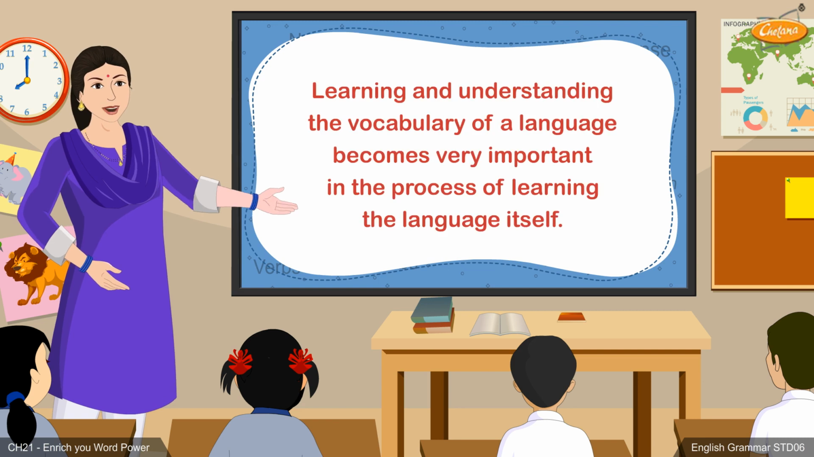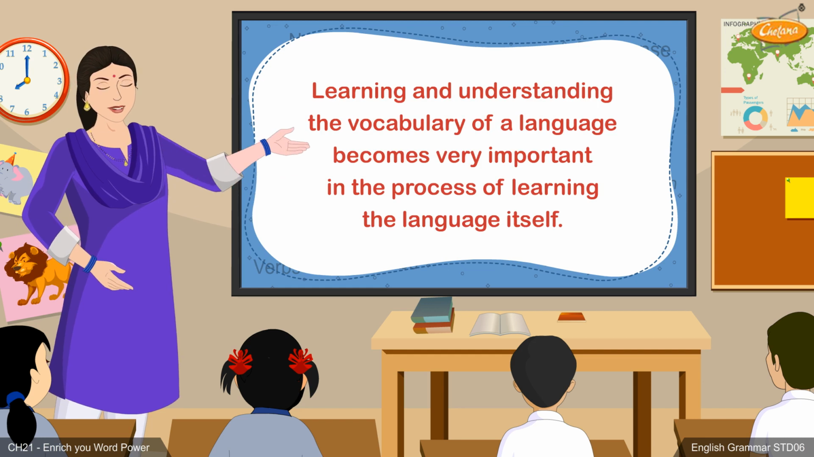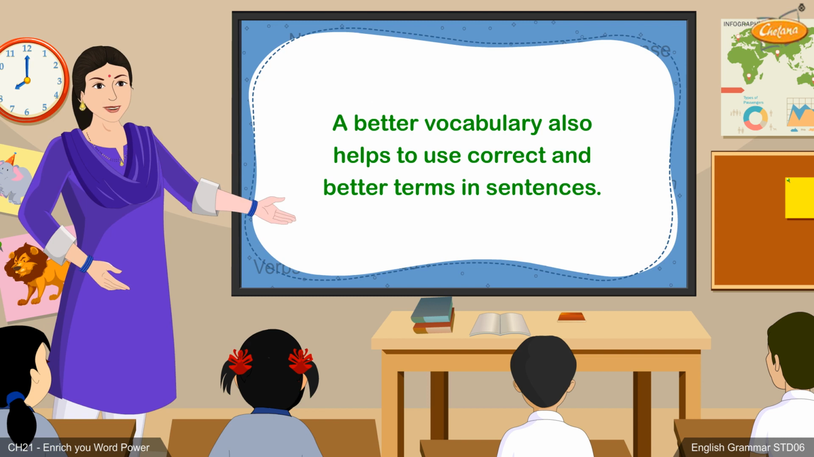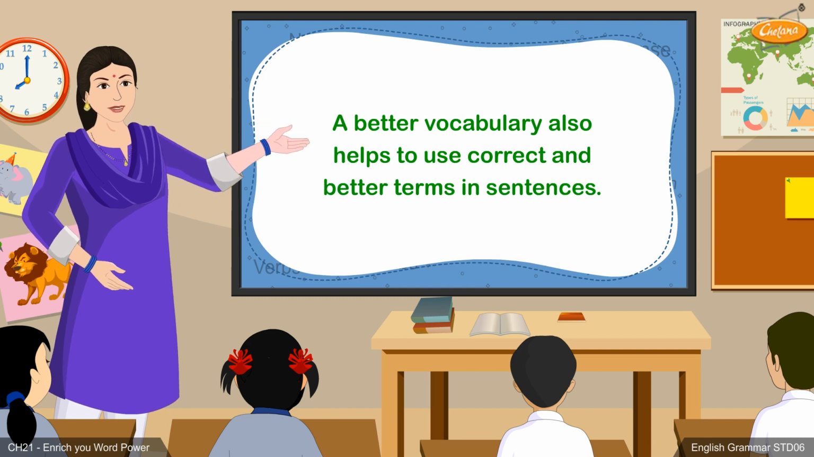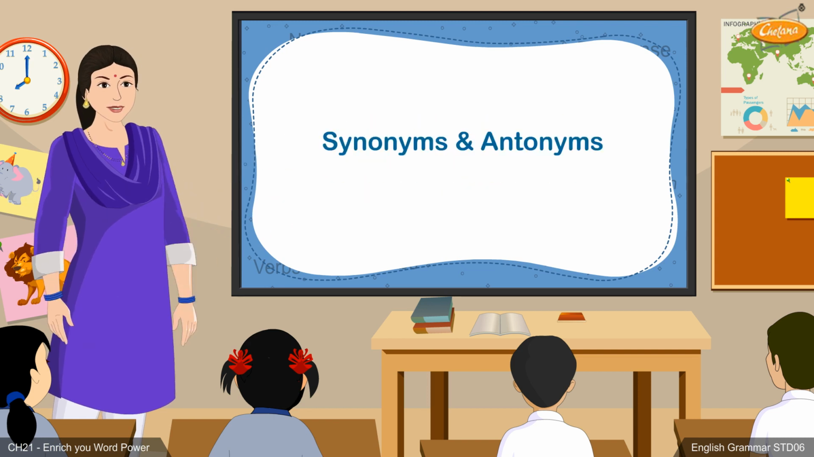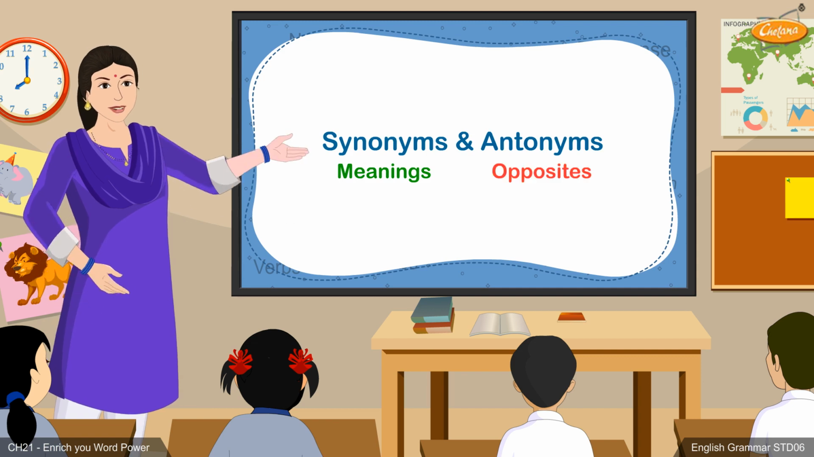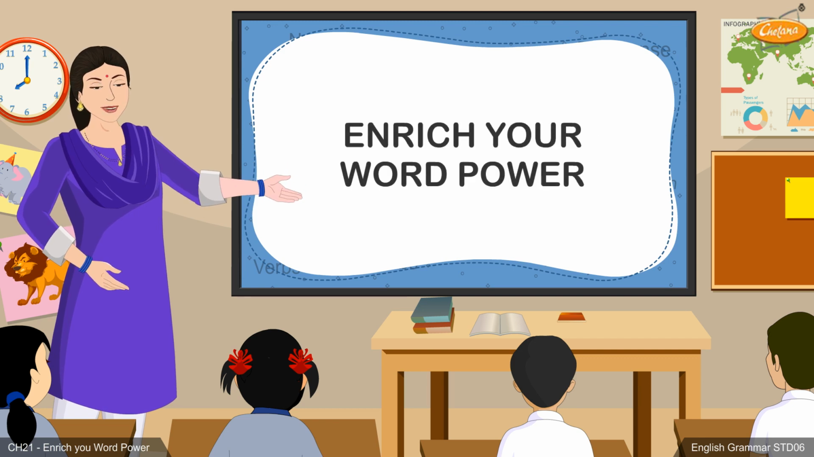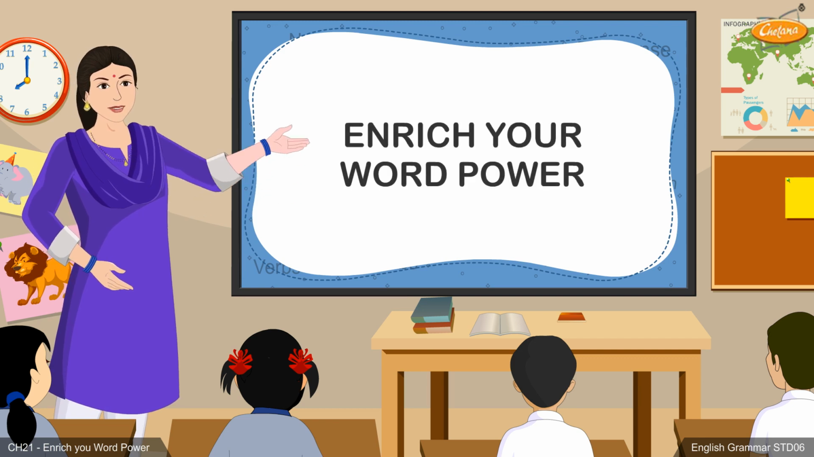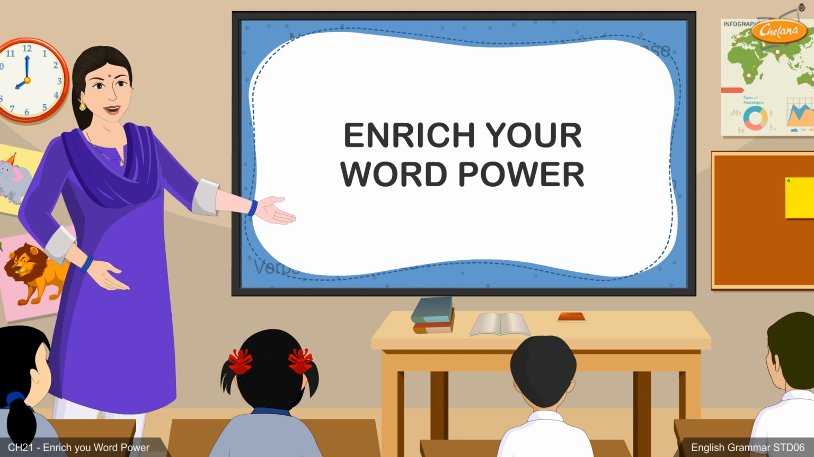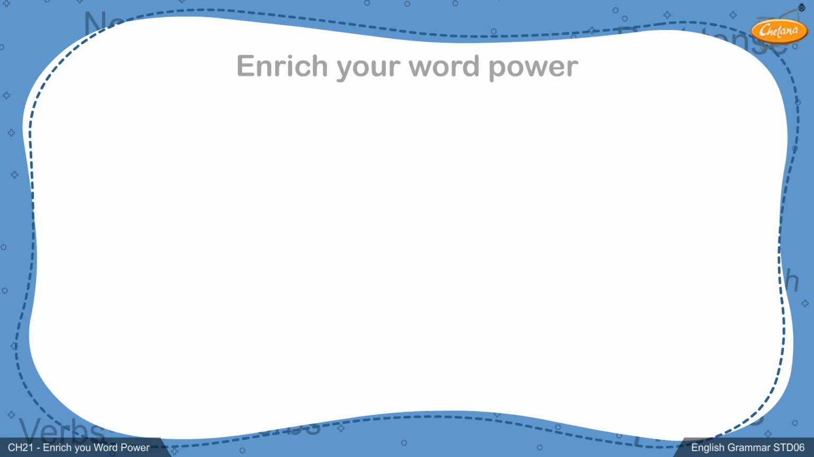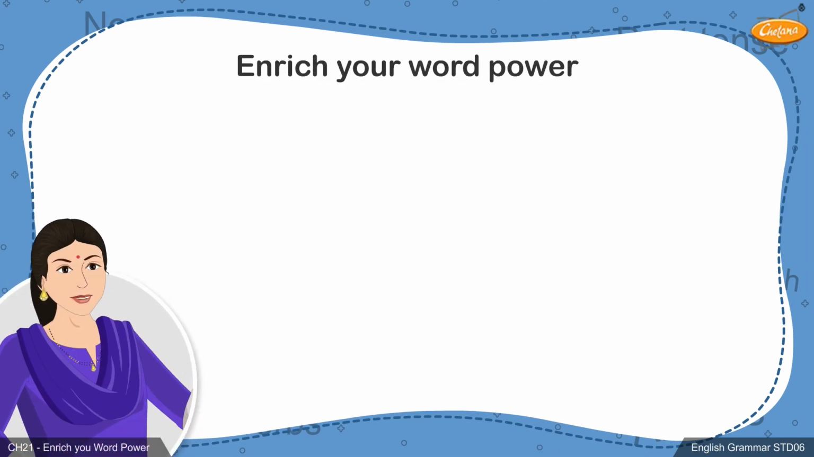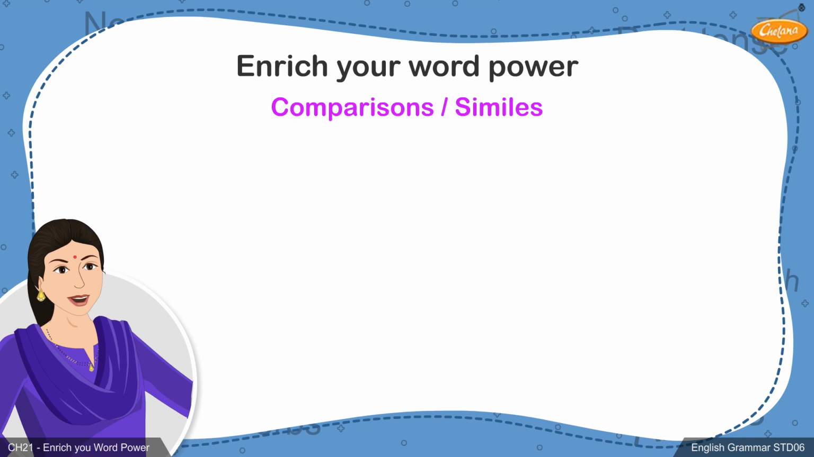Learning and understanding the vocabulary of a language becomes very important in the process of learning the language itself. A better vocabulary also helps to use correct and better terms in sentences. Just like you have learnt about synonyms and antonyms, that is, meanings and opposites of different words in one of the previous chapters, in this chapter we will be learning more about some other important vocabulary concepts that will help enrich your word power. The first concept you will be learning about is comparisons or similes.